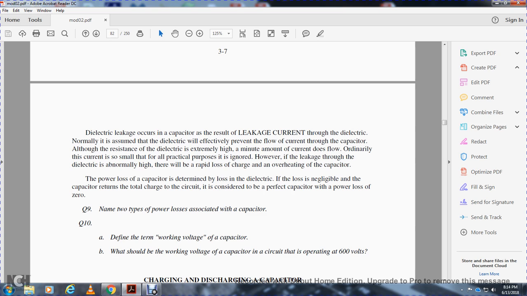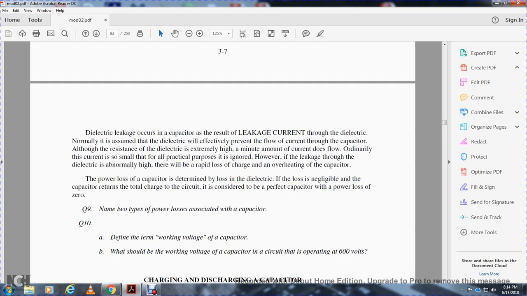Power in a capacitor is determined by the dielectric, with negligible loss, returned to the total voltage of the circuit. If it is considered a perfect capacitor, it has a power loss of zero. Question number 9: name the two types of power loss associated with the capacitor.